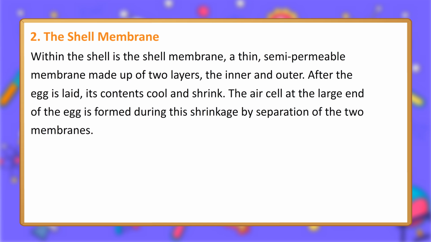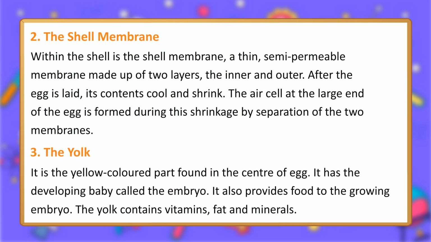Within the shell is the shell membrane, a thin, semi-permeable membrane made up of two layers, the inner and outer. After the egg is laid, its contents cool and shrink. The air cell at the large end of the egg is formed during this shrinkage by separation of the two membranes. 3. The yolk. It is the yellow-colored part found in the center of the egg.